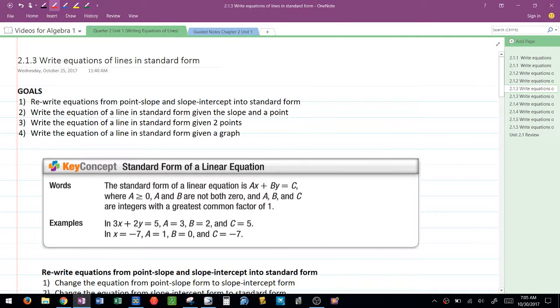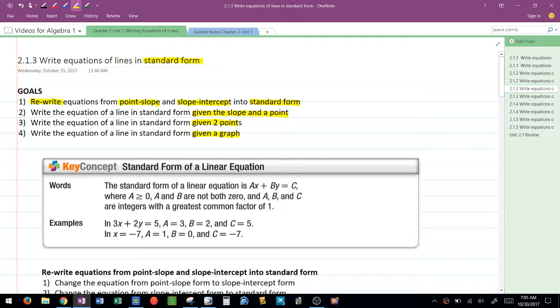This lesson is about writing equations of lines, but now we're going to change to one more form, which is called standard form. So the first thing that we want to do is figure out how do you rewrite it from point slope, which is kind of like our go-to all the time, and slope intercept, and change them into standard form. All right? And then once we figure that out, we've got three different tasks. Once again, given the slope and a point, given 2 points, and given a graph, can you write the equation of the line in standard form?